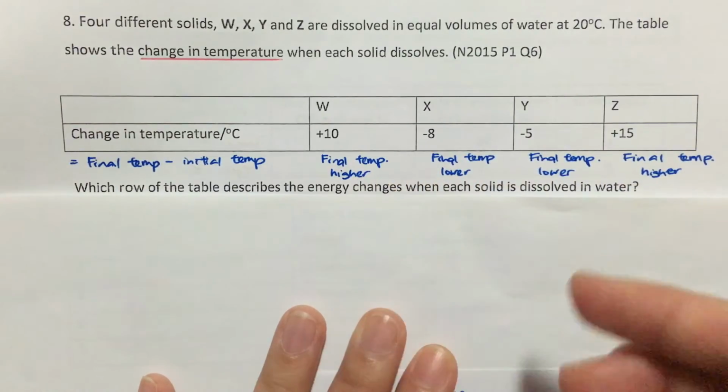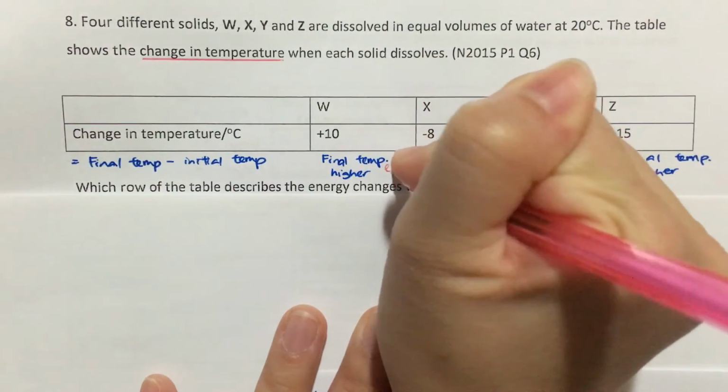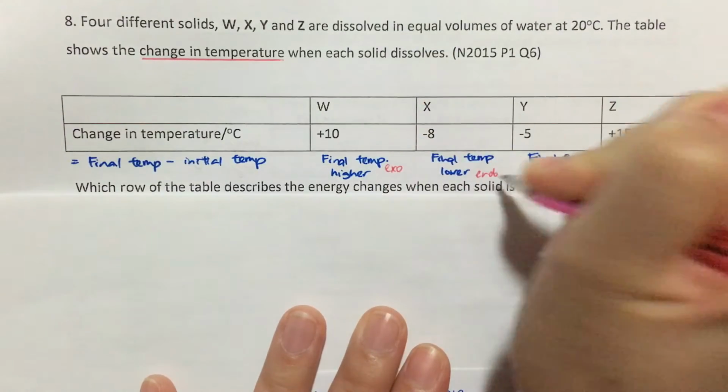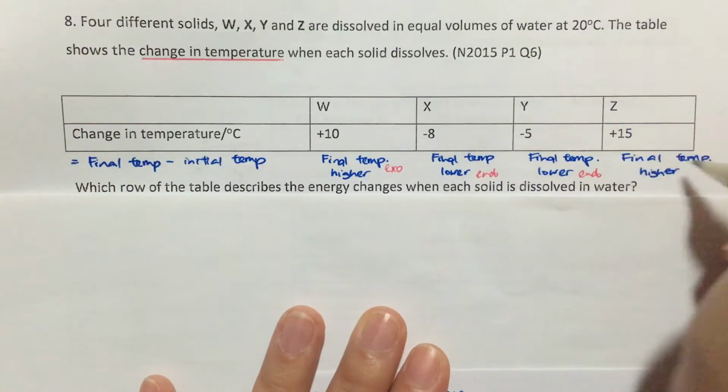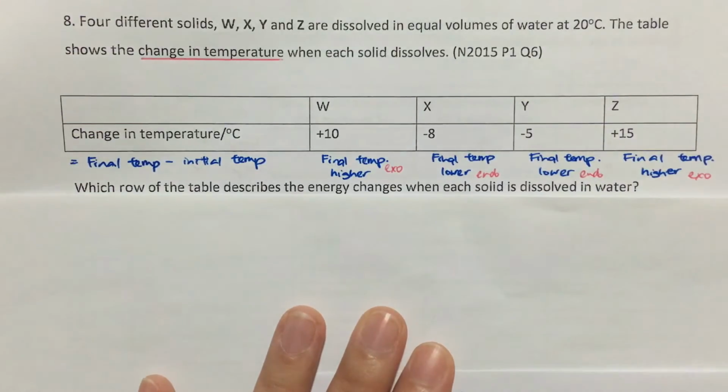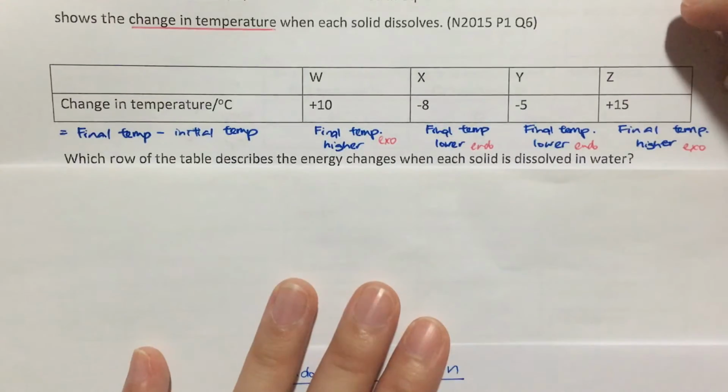So if the final temperature is higher, it's exo, endo, endo, and this will be exo. Okay, then what do I look at next?